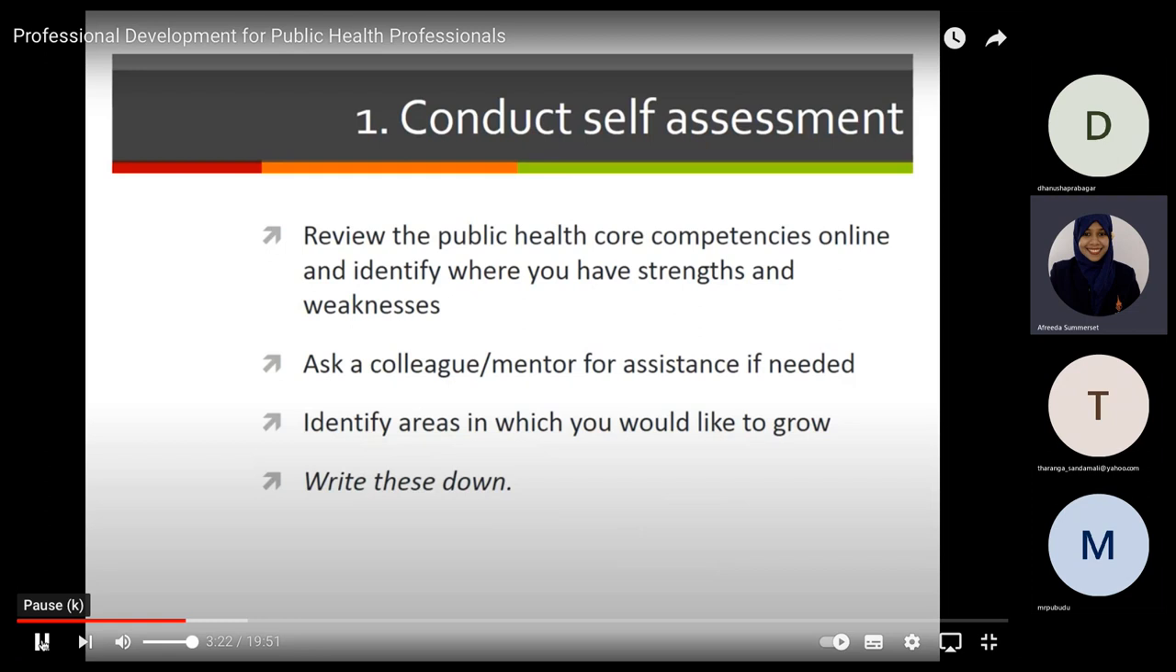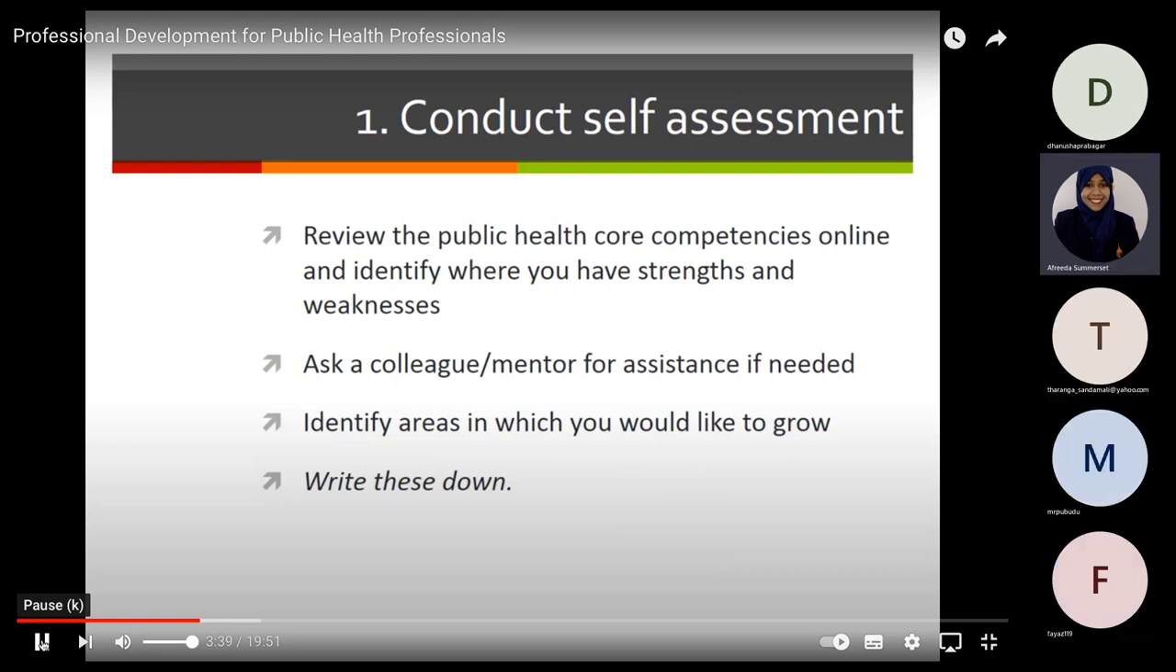You can always ask a colleague, a mentor, or a professor for assistance and take a look at which areas you would like to grow in. Write these down. It's really important that you write them down. Try to pick several. Make sure that you write them down, or you can highlight them if you print it out, or highlight them in your PDF. Whatever the task or goals, you always write them down, okay? It's very clear to you.